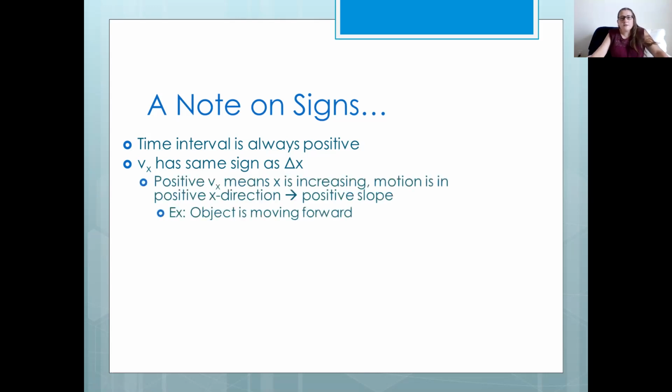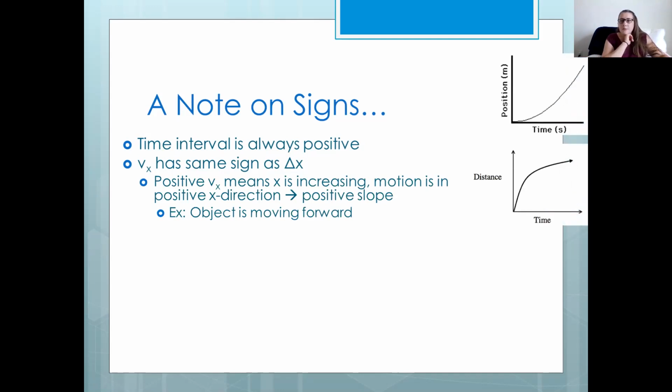So a positive instantaneous velocity, remember, positive velocity means that our position is increasing. Our motion is in the positive x direction, and so we'll end up with a positive slope of our tangent line. So that would be the case if the object is moving forward, like our race car driving forward.